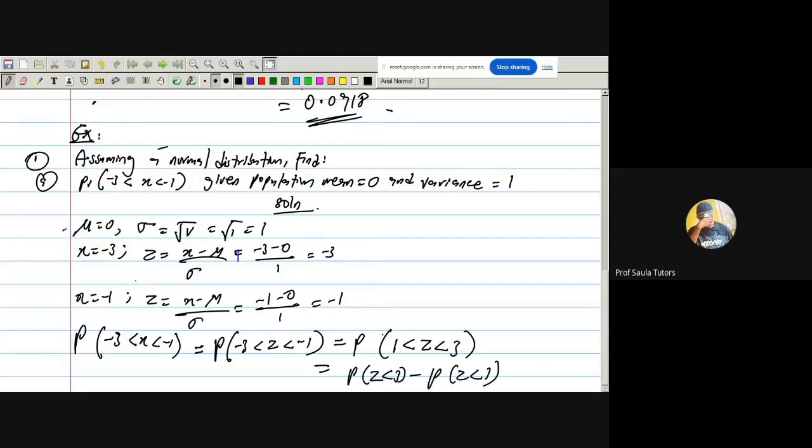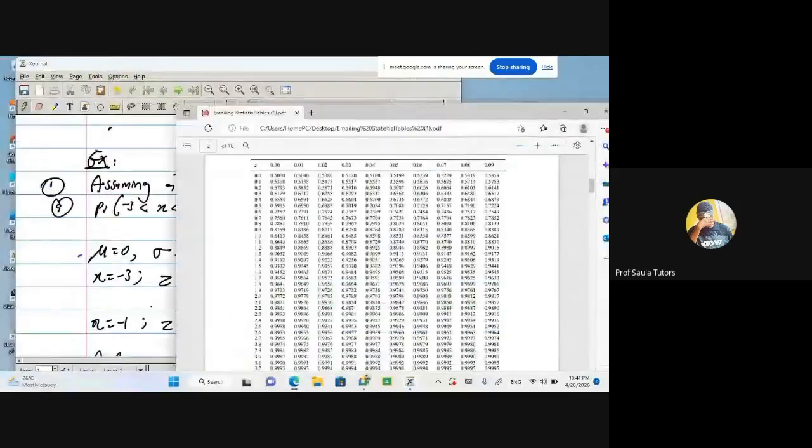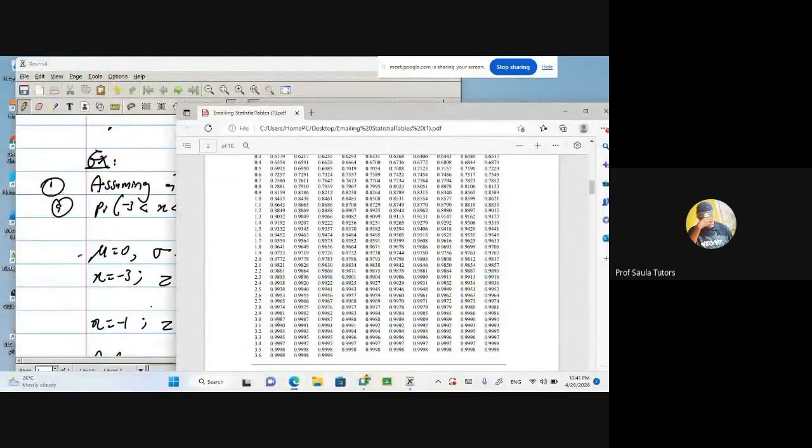In a nutshell, this is what you will do. After you have changed this negative to something like this, you just find probability of z less than 1 and probability of z less than 3. Then just subtract the two answers. What's probability of z less than 1? That gives us 0.8413. What's probability of z less than 3? That gives us 0.9987 on our table. If you check your table here, you will see this is 0.9987, and this one was 0.8413.